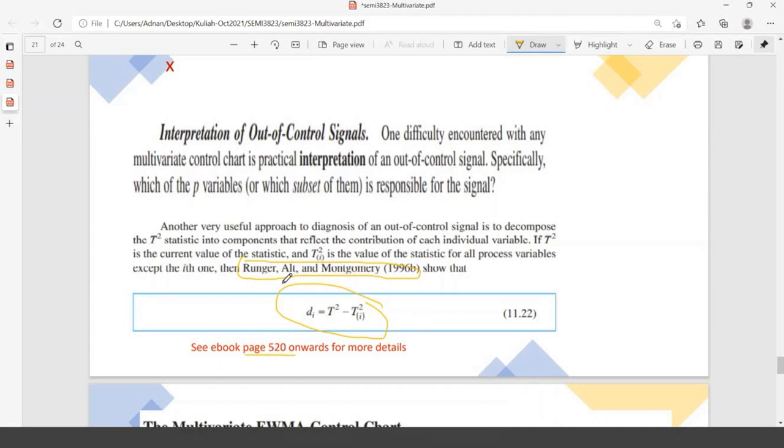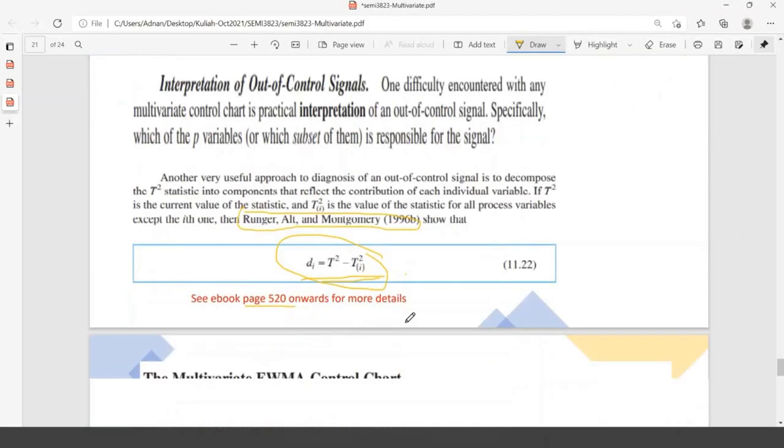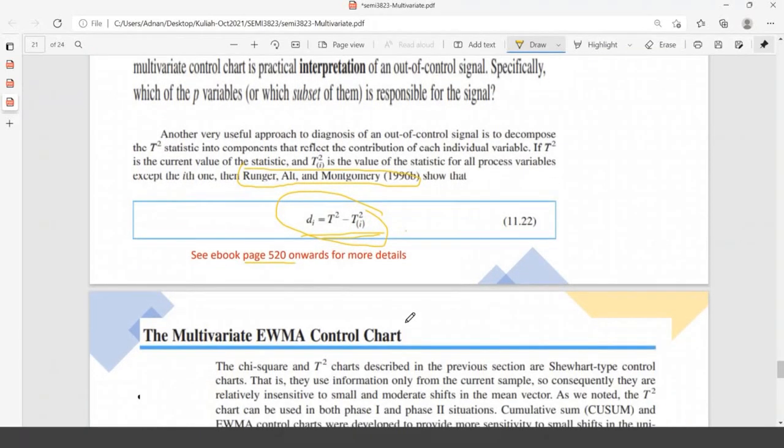Maybe later on, if you are facing the problem of joint monitoring and you want to know who caused the problem, you can refer to this reference on how to separate and know exactly who is the culprit. Is it X1 or X2? All right, any questions?